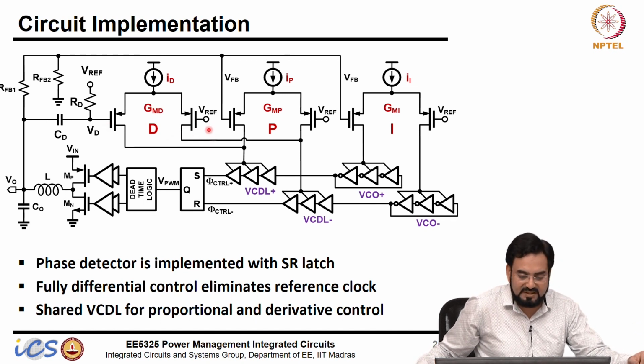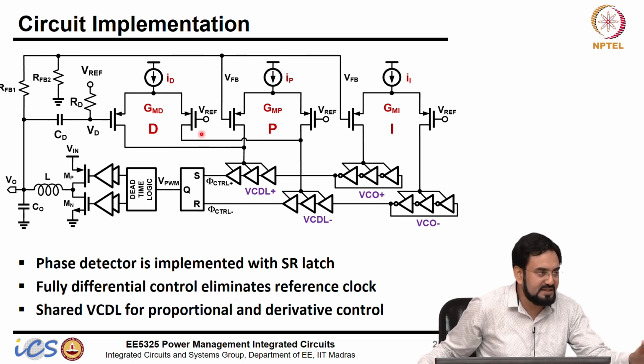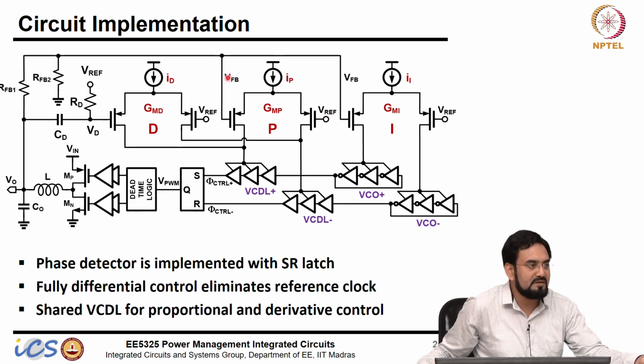So what we are using here at the input, you can see this is actually your derivative component because it has a first order high pass filter compared with VREF. So this will be biased at VREF so that we get only the high pass component here. It will not pass any DC component. This is the proportional. So we simply compare VREF with the feedback voltage, and then this is your integrator which is the VCO. So you can imagine this is your VCO and this is your VCDL.